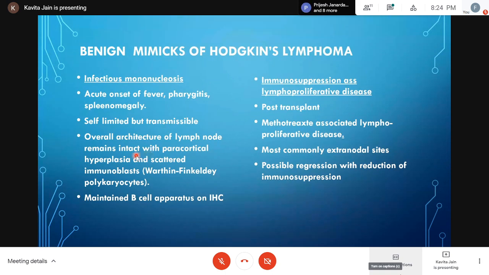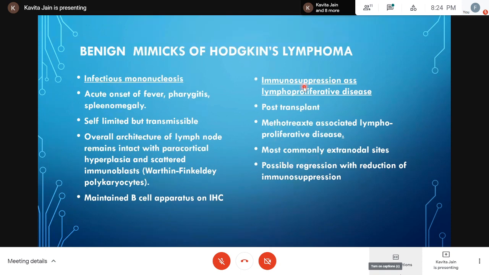The overall architecture of the lymph node remains intact. There may be paracortical hyperplasia and scattered immunoblasts. And by now, you should know that the most common differential would be the interfollicular variant of mixed cellularity, so we have to rule it out. We see one thing in common, that although they may be CD30 positive, these scattered cells, immunoblasts, are also maintaining the B cell antigens, that is the BOB.1, OCT2, etc. And of course, it is self-limiting.